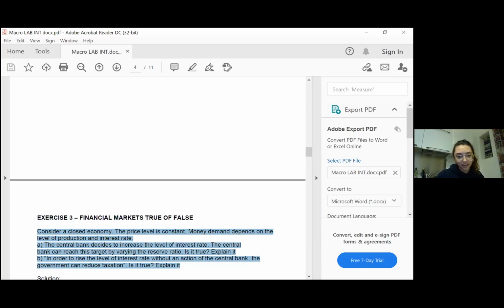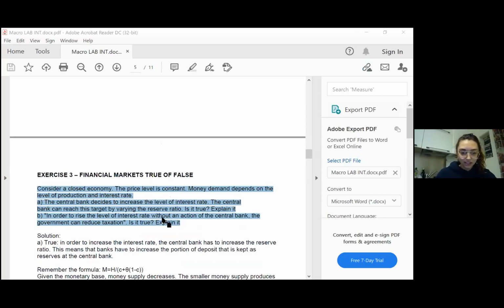Can the central bank increase interest rates by varying the reserve ratio? No. Yes, that's the answer. The answer was true. Indeed. Okay, so let's see why. So the answer is indeed true.